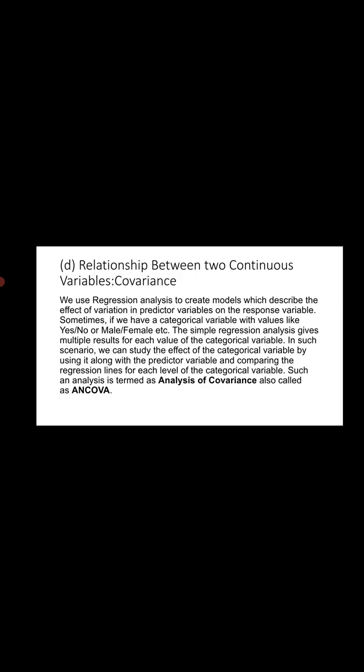So here, the effect of the categorical variable is studied by using it along with the predictor variable, and comparing the regression lines for each level of the categorical variable. Such an analysis is termed analysis of covariance, also called ANCOVA. Okay, here we see the correlation coefficients.